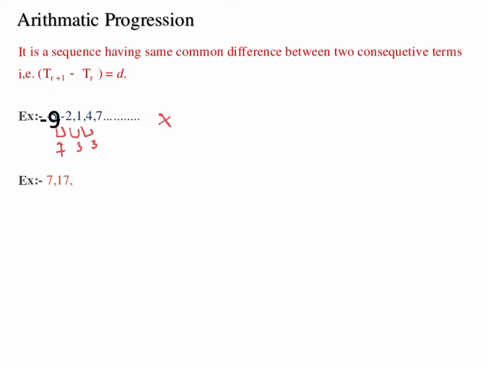Now let's see another example. If you see, the difference here is 10, and so on. It is 10, so it is an arithmetic progression.